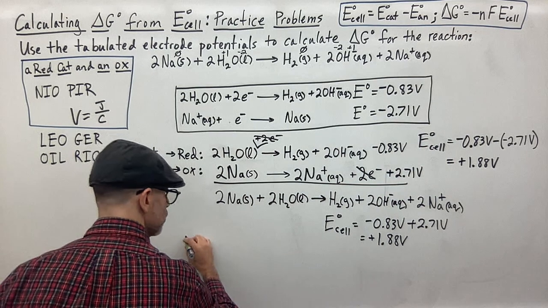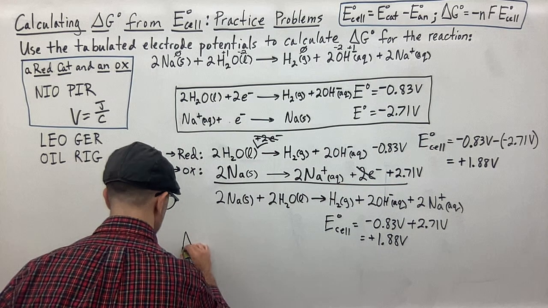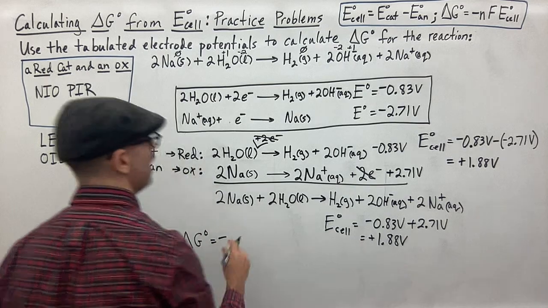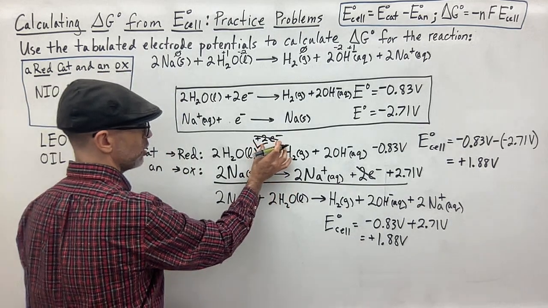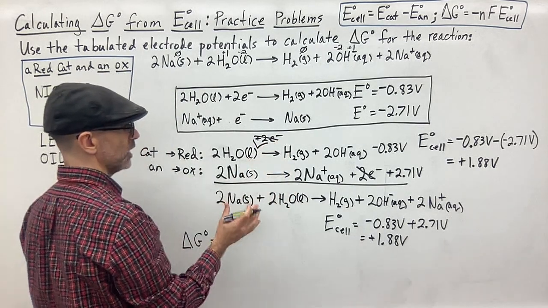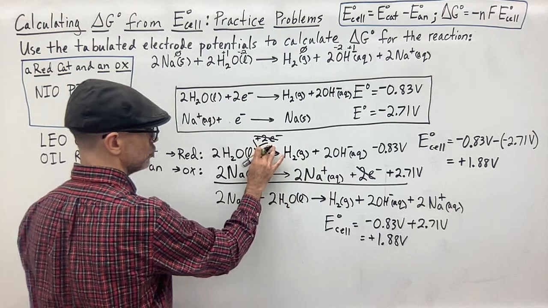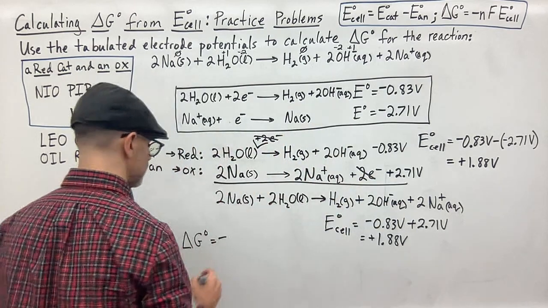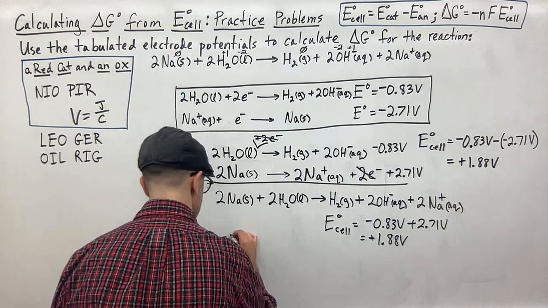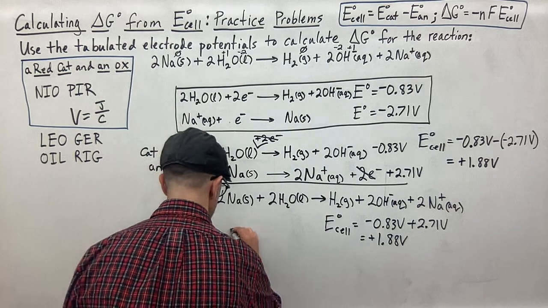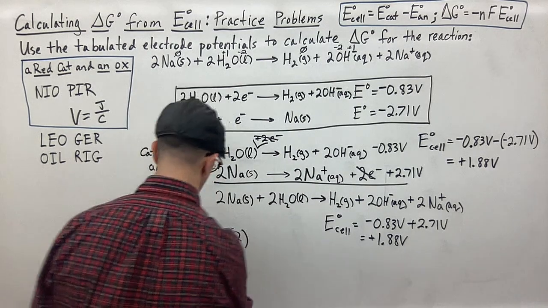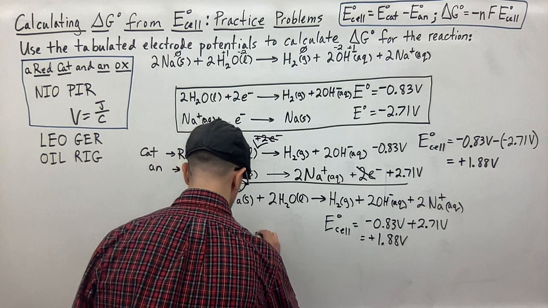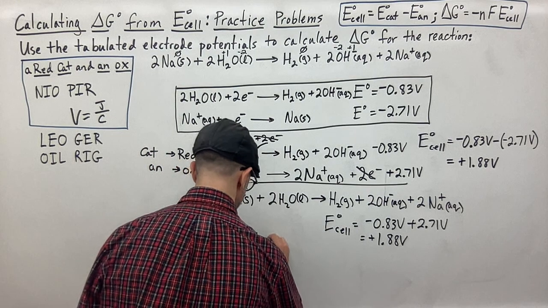So our delta G is equal to the negative of n, the number of electrons being transferred. We have 2 electrons, so 2 moles of electrons are being transferred. That's what n is referring to here. So we have 2 moles of electrons.